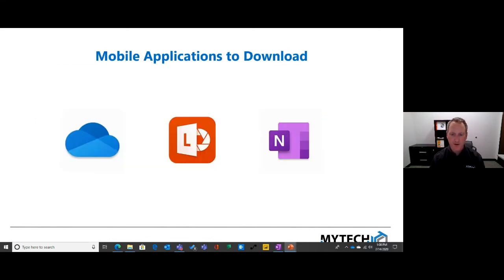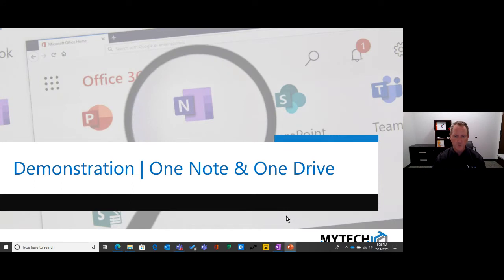Another quick reminder before we dig in: if you want to download these applications, I tried to get the images that you will see if you go to the App Store or the Google Play Store, or whatever different stores where you can get your apps and download them. This is what the OneDrive one looks like. This is what the Office Lens icon looks like, and this is what the OneNote icon looks like that you should see on mobile if you're interested in downloading those. Again, you don't have to, but these are the three that we're going to talk about today. And now we'll dig into the demonstration.